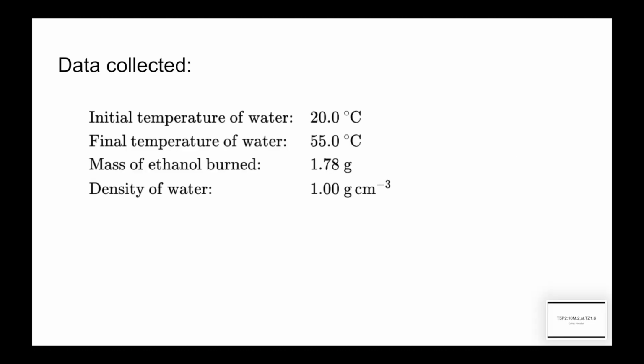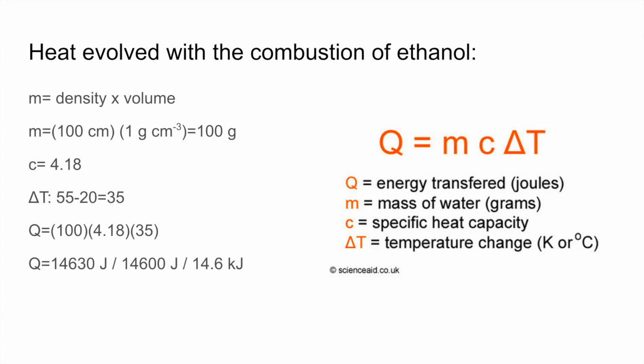In an experiment to measure the enthalpy change of combustion of ethanol, the student heated a copper calorimeter containing 100 centimeters cubed of water with a spirit lamp and collected the following data. The initial temperature of water was 20 degrees Celsius, the final temperature of water was 55 degrees Celsius, the mass of ethanol burned was 1.78 grams, and the density of water was 1 gram per centimeter cubed. The first question asks us to use the data to calculate the heat evolved when the ethanol was combusted.